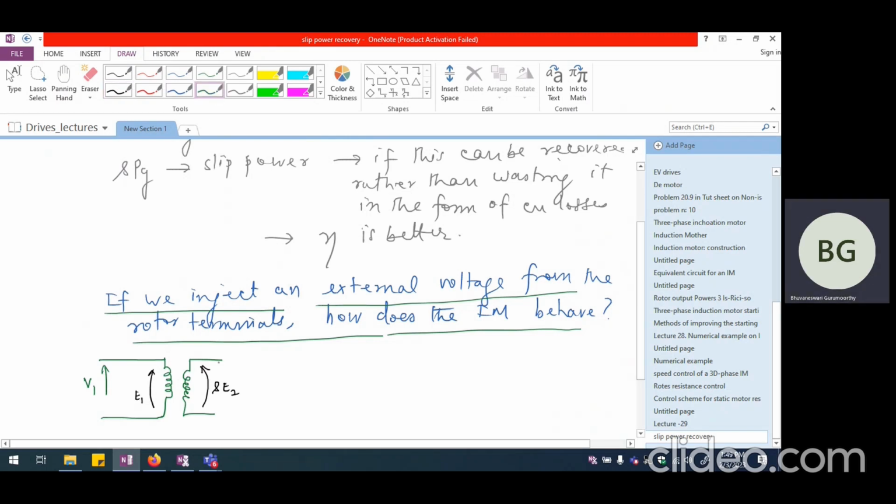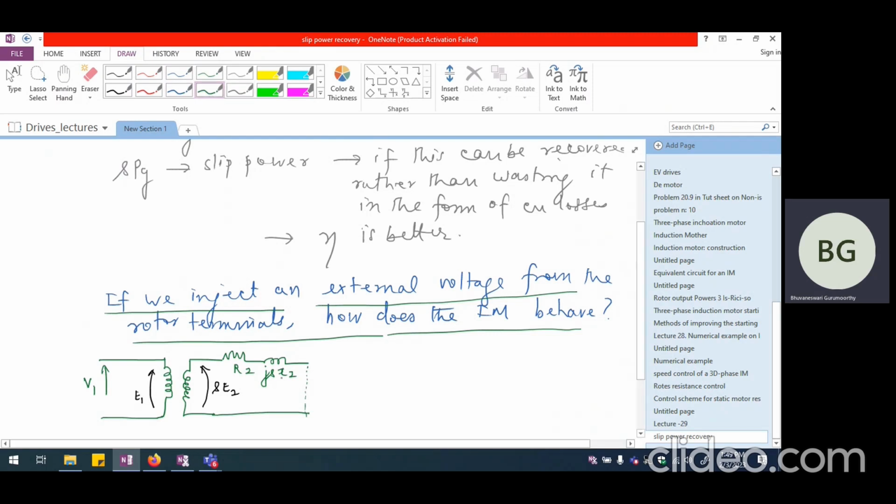Now we are going to have R2 and we are going to have S times X2 as the reactance. I should also write j S X2. That is the reactance of the circuit. And we are normally going to see that this portion is short circuited. So if we look at the rotor terminal voltage, it will normally be 0.